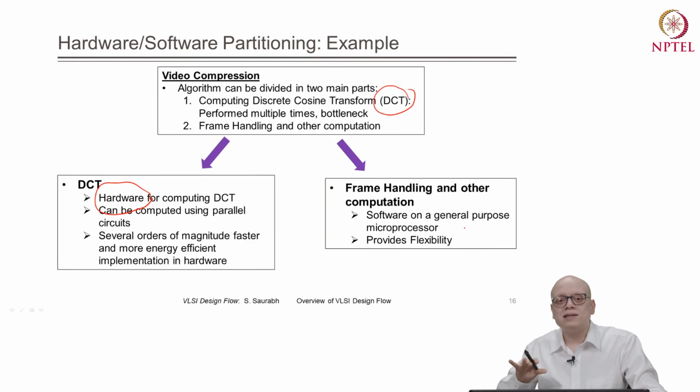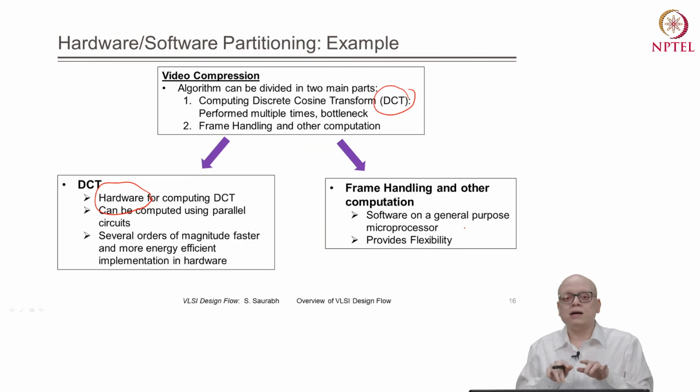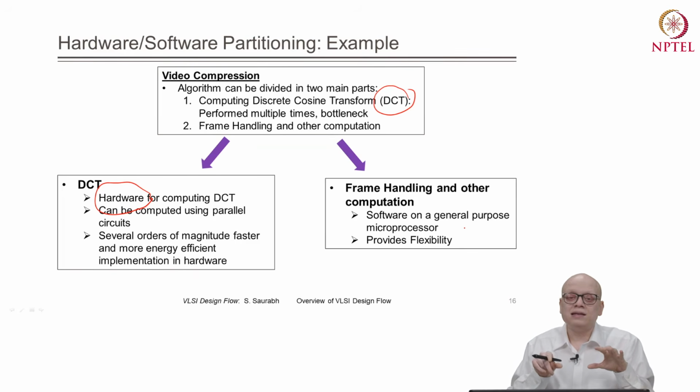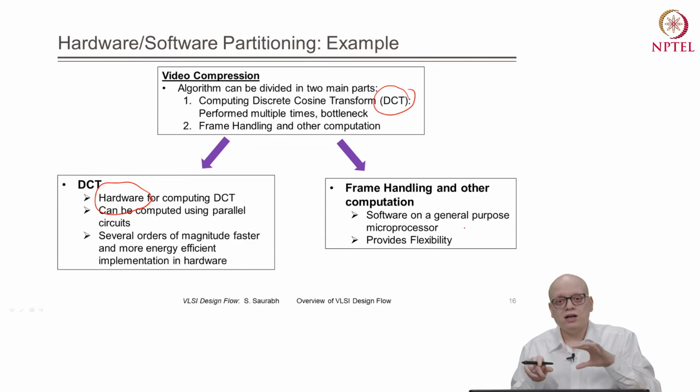So, this is just an example of how, given an algorithm, we can partition it into a hardware part and a software part. We typically choose the part which is very critical and which is basically the bottleneck at a system level to implement in hardware, and the part where we require a lot of flexibility in the algorithm or where the change can be there, we can implement in software.